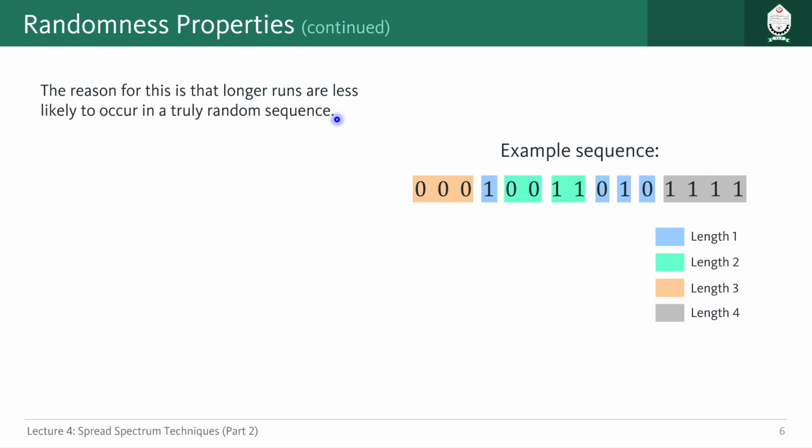Now if you want to understand why this property is used for checking randomness, you have to understand that longer runs are obviously less likely to occur in a truly random sequence, right? That's why we have this property.